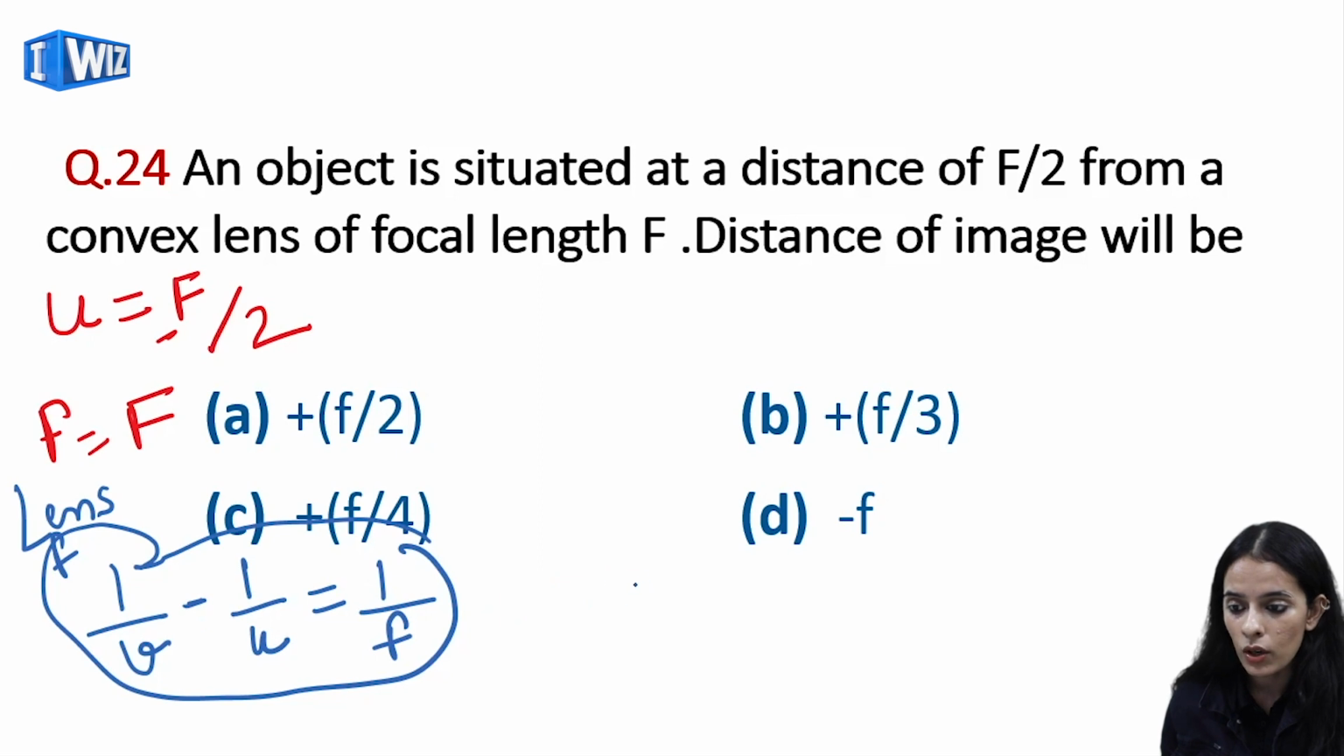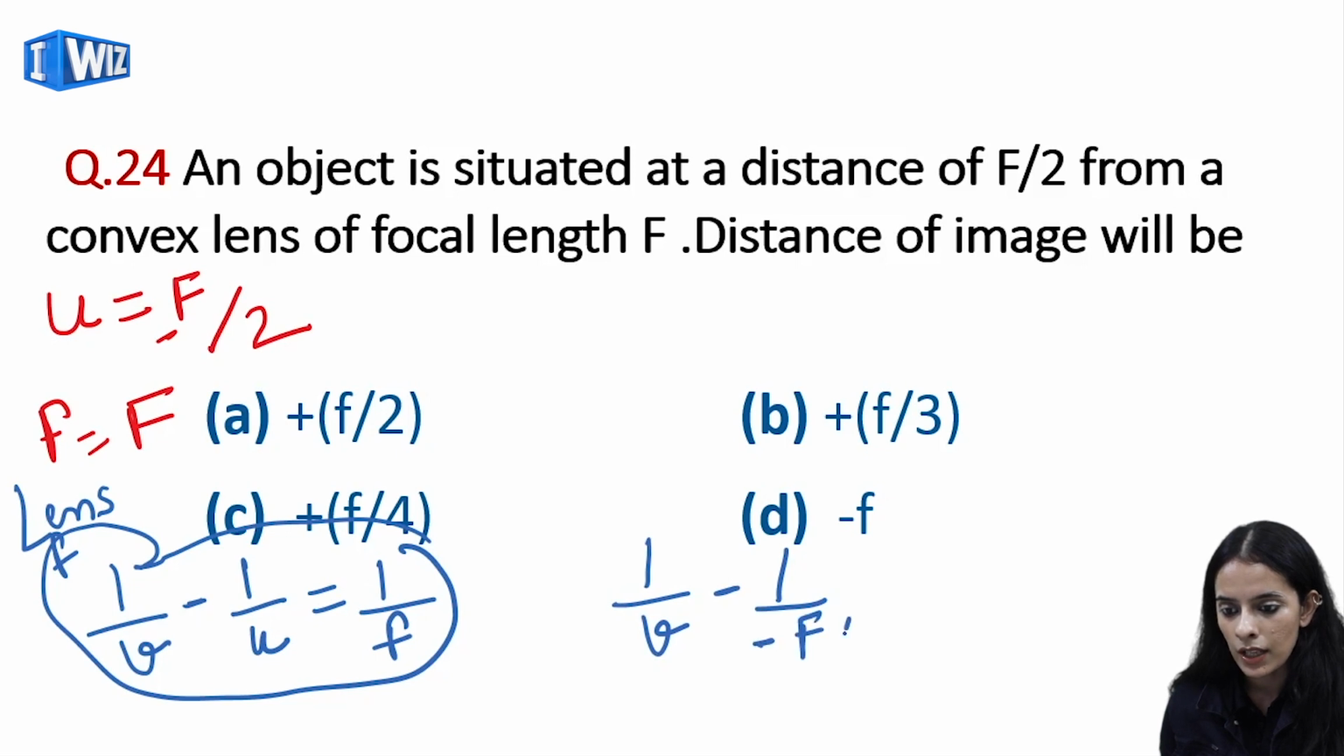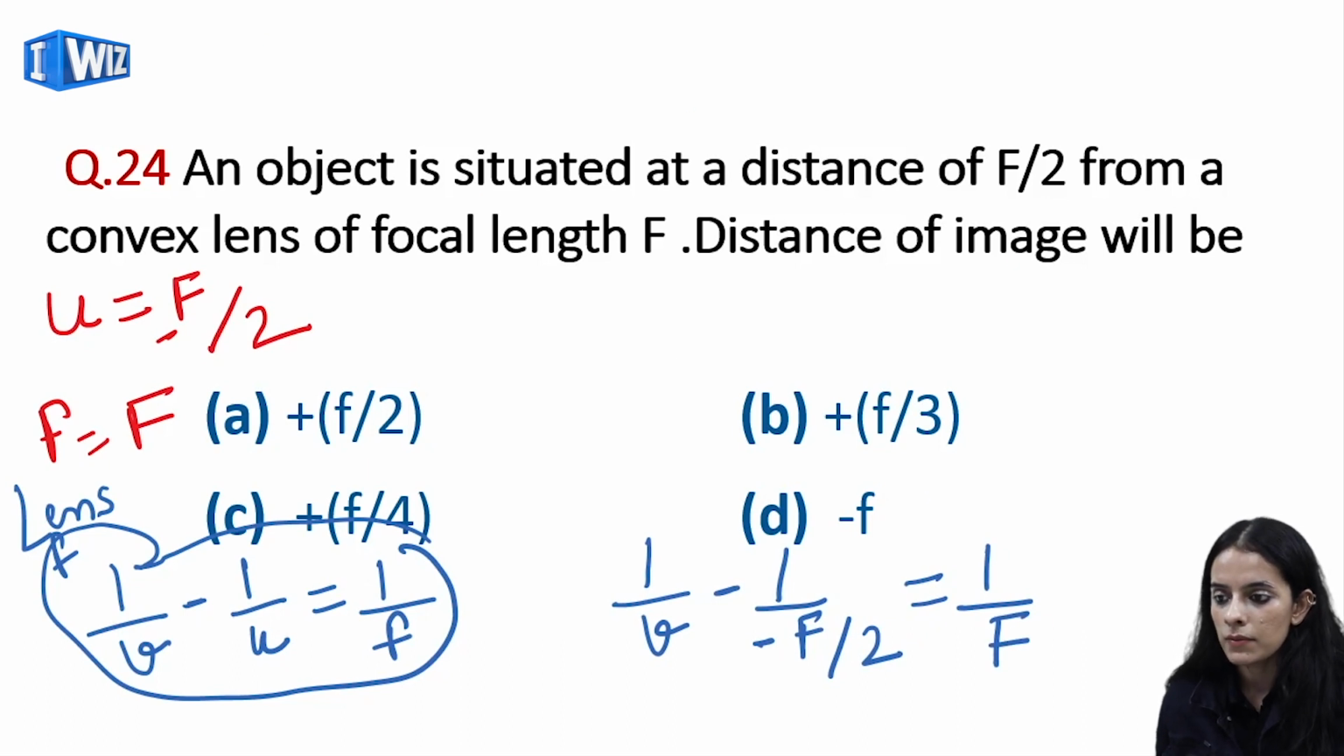So you have to find what? v. Just put the value of u. What is u? Minus f over 2. What is the focal length? It's f. So just solve it.